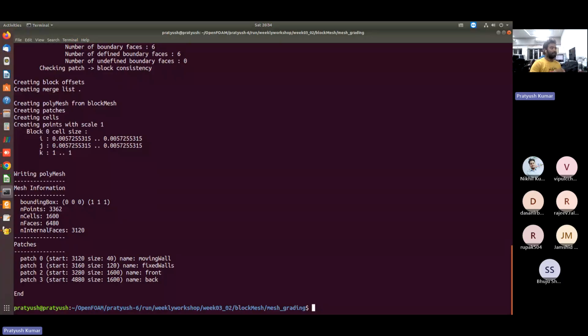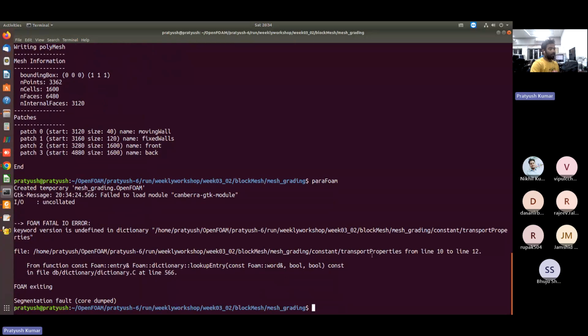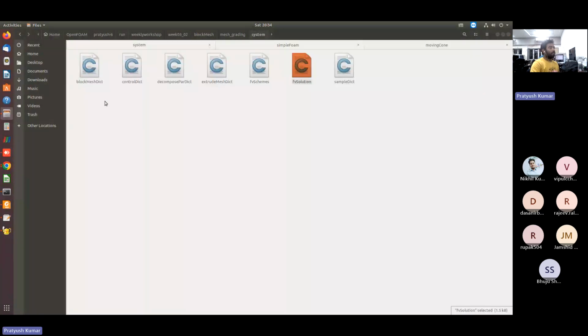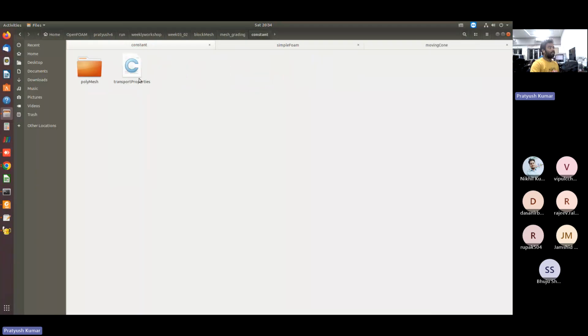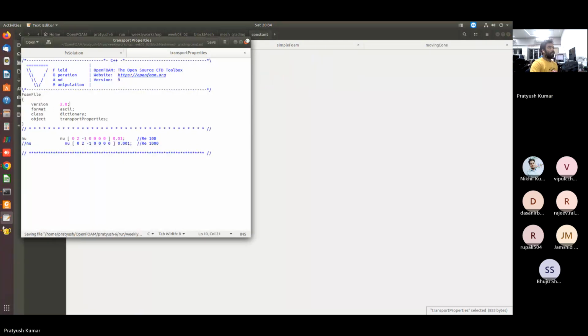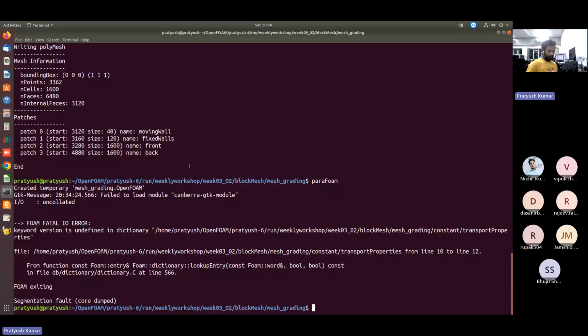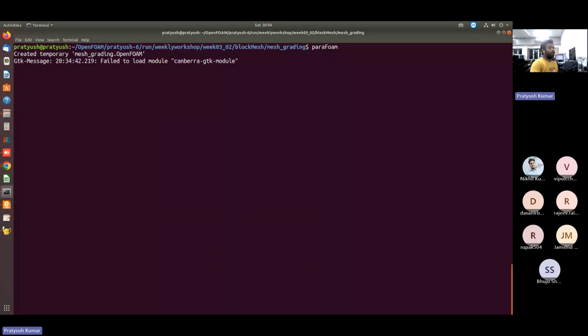Okay, so now the blockMesh is run, but I think we are still going to get an error, because in the constant folder we have not added it, and still we are going to get an error. Sorry, this zero is not going to be read by OpenFOAM.